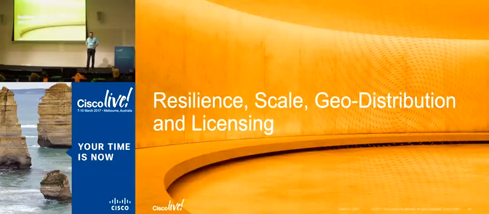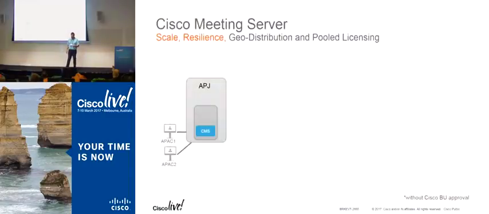So let's look at resilience and scale, geodistribution and licensing. I'm only going to touch on licensing a little bit because it is meant to be a technical presentation, but as I mentioned at the start, a lot of people still ask me around licensing. How does this platform get licensed?